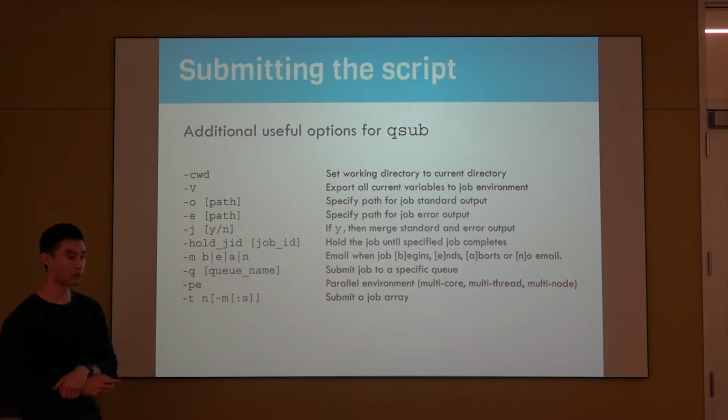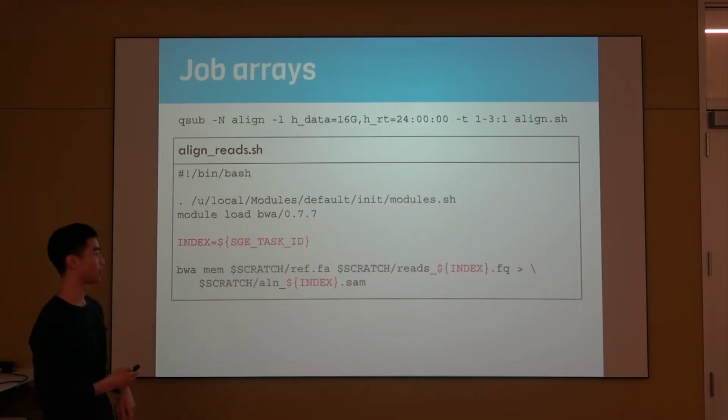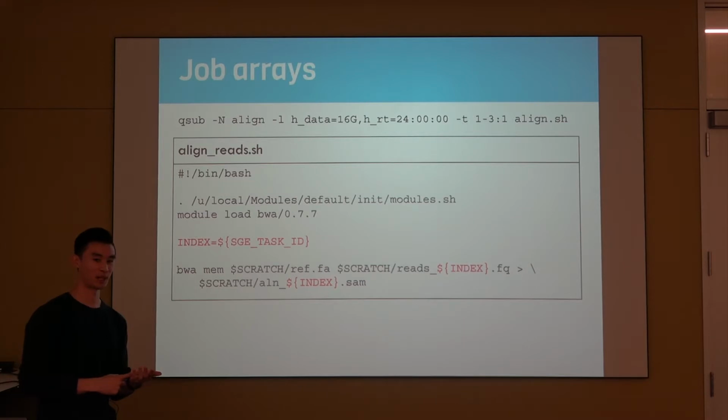So I want to talk about job arrays next, because very likely you'll run into this and it'll make your life a lot easier. At the top you have a qsub command where I added the -t option, and the way the syntax works is you do -t and then your start index, dash your end index, and then the step size. So here I did 1 through 3 and then a step size of 1. So I want jobs for indexes 1, 2, and 3.